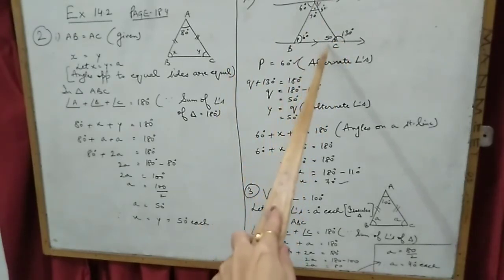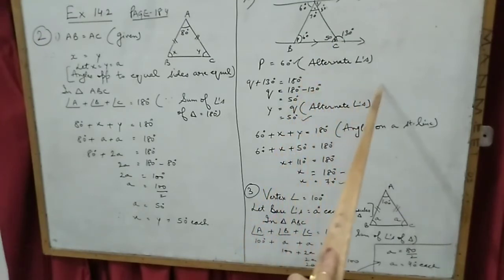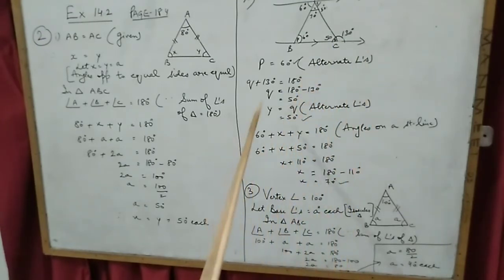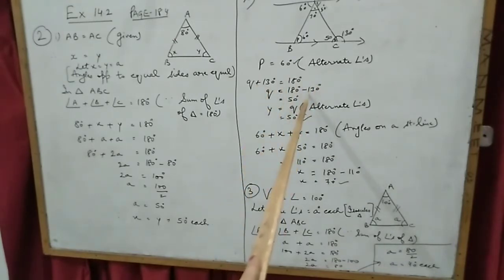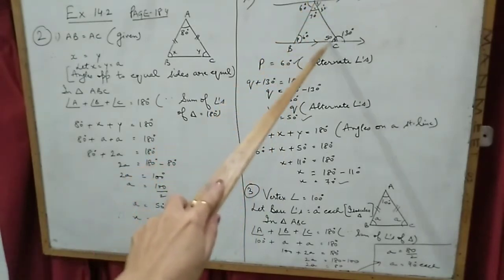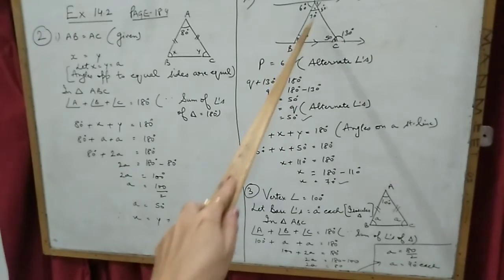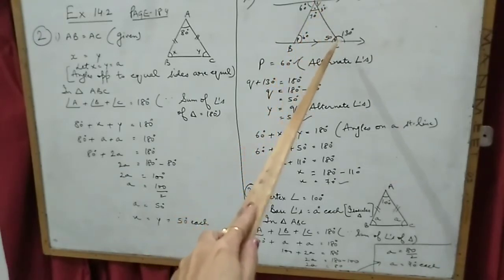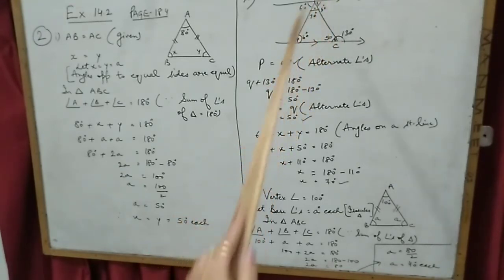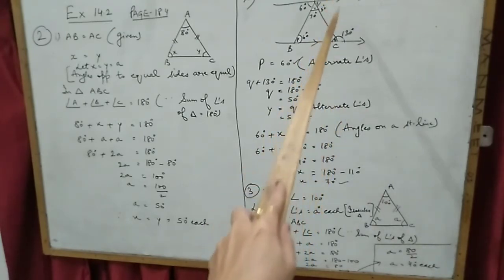Why? Because children, this is a straight line. You can write here 180 degree angle on a straight line. Okay. Now 130 I have taken to the other side. This is plus, here it becomes minus. Answer is 50 degrees. Now children, see this Y and this Q. Again these two are alternate, like 60 and this P. Y and Q are alternate. So if Q is 50, Y will also be 50. Why? Again alternate angles. These two lines are parallel.